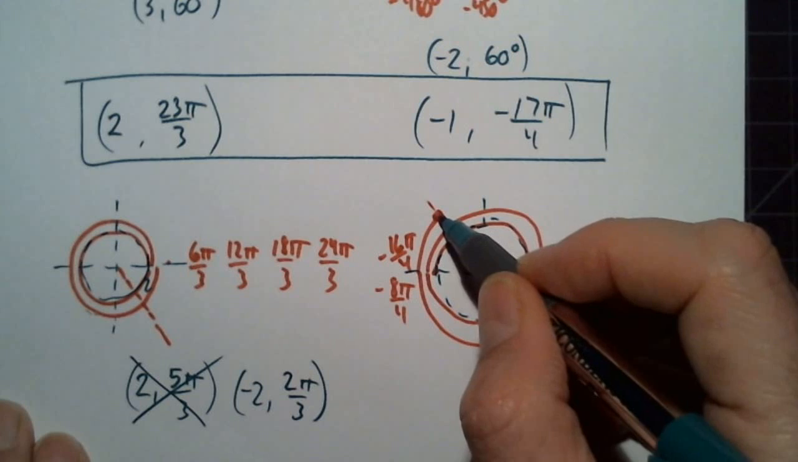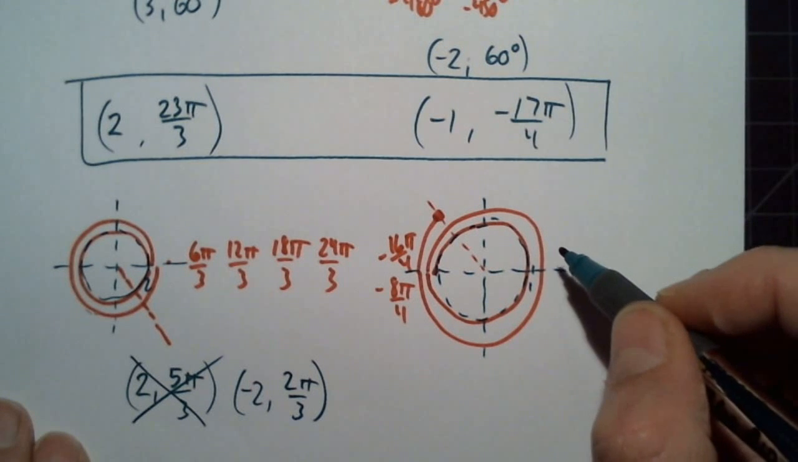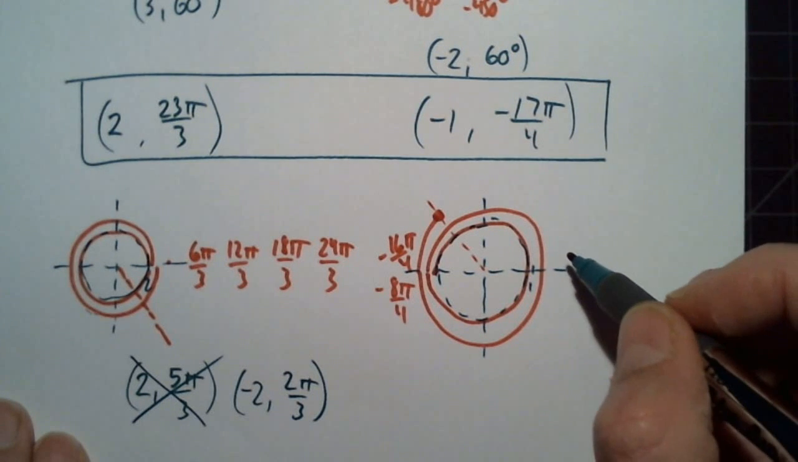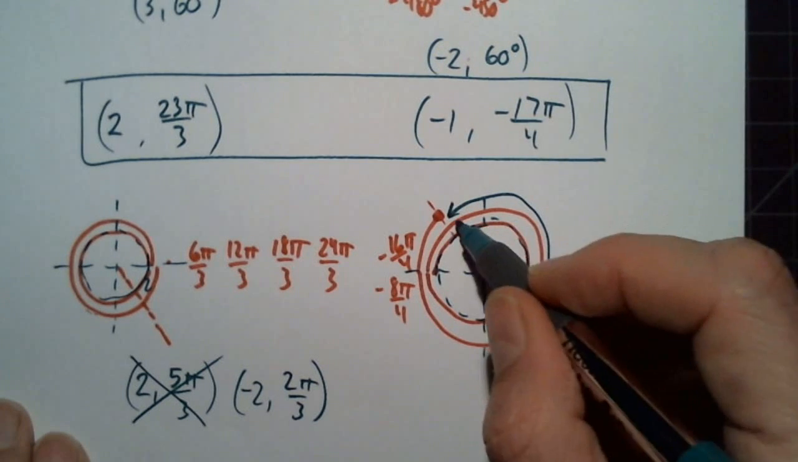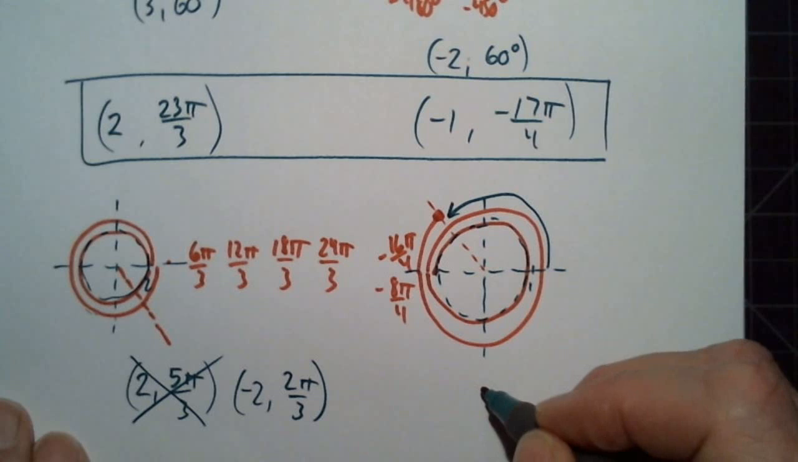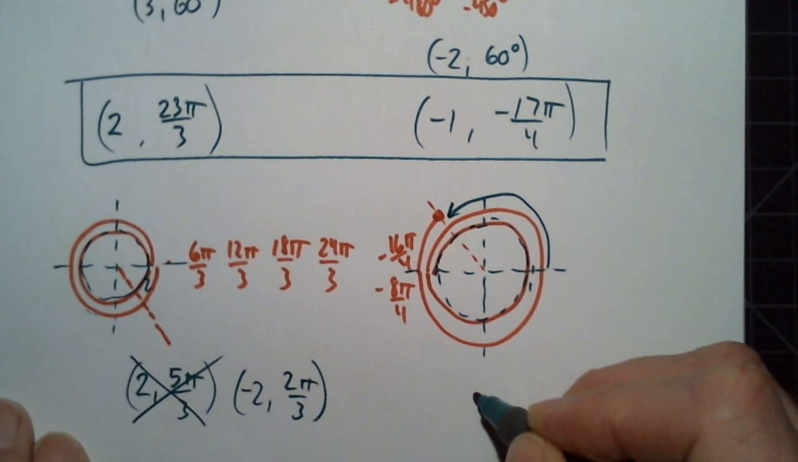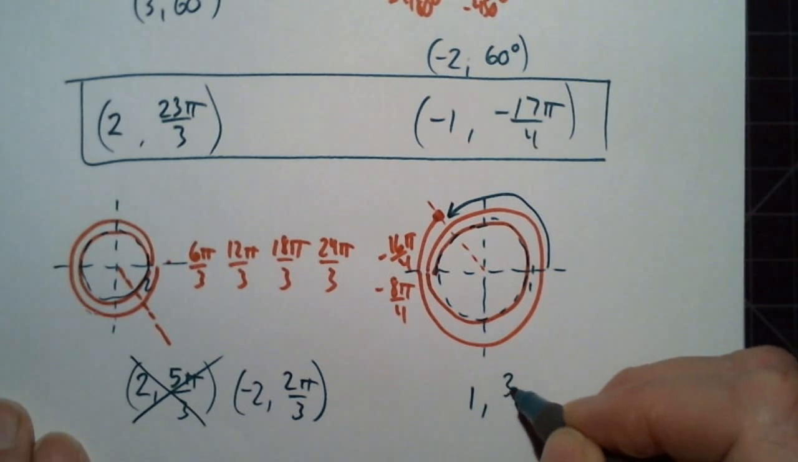So then we have to describe this location using an angle between 0 and pi, which would mean we need to use this angle, which is 3 pi over 4. So we're going to go 1, 3 pi over 4.